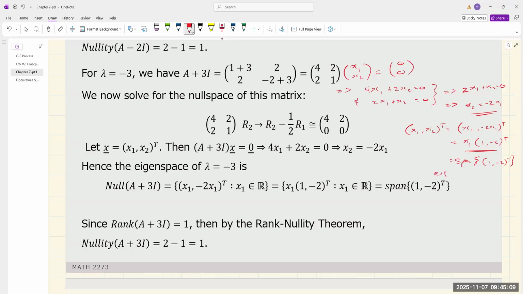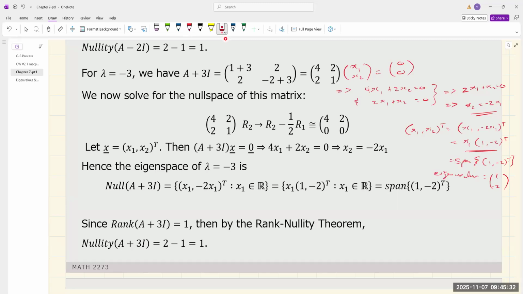An eigenvector: just pick any value for x1, any value that doesn't give 0, by the way, because eigenvectors cannot be 0. So here's an eigenvector. Okay, same thing, same sort of calculation.